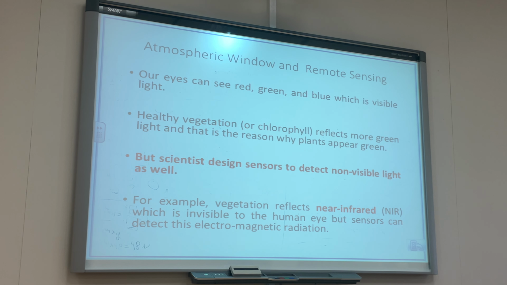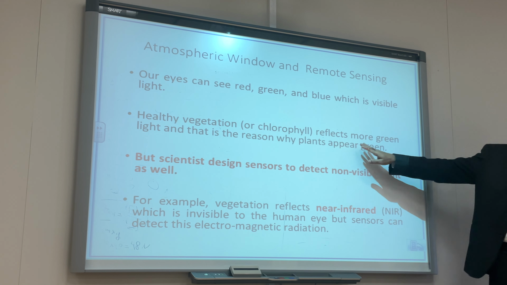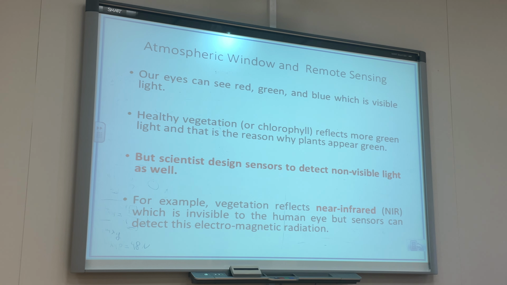And if you see anything of any color, that means that particular part of the electromagnetic radiation is reflected more as compared to other parts. So if you look at the color of the leaves or the vegetation, it will appear green in color, or anything which is appearing of a particular color. The reason for that is that that particular wavelength of the electromagnetic radiation is reflected more than the other ones. Okay? So healthy vegetation, for example, reflects more green light, and that is the reason why we see plants which appear green in color.